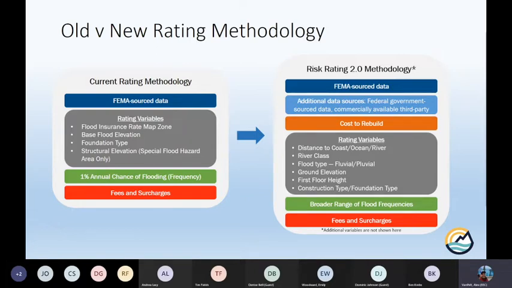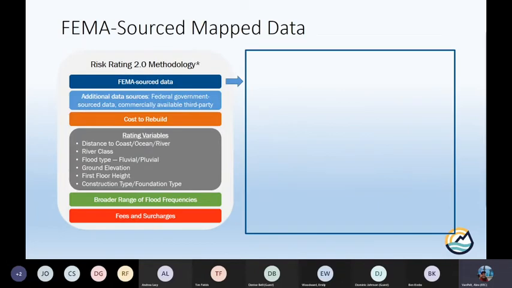And then again, like I said, the FEMA source data, the fees and surcharges, those aren't going away. Those are still going to be sticking around. So I'm going to go through this, and we're going to talk about each one of these data sources that factors into Risk Rating 2.0 individually.